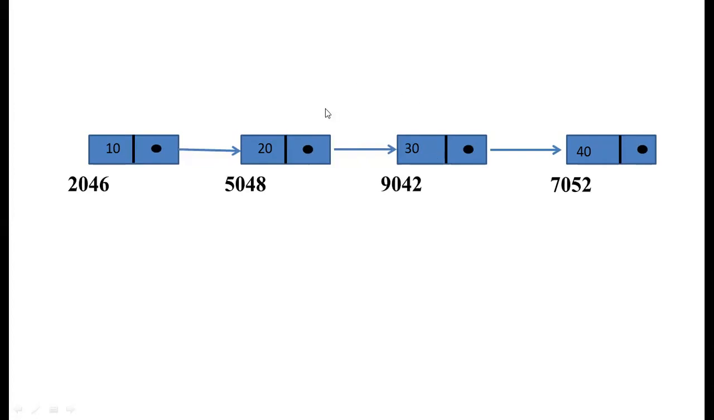Now suppose you want to insert a node between 20 and 30. There is no need to disturb any node, because the nodes are not in sequential memory locations. They are at random memory locations. So using an expression or any formula, we cannot access the elements of the linked list directly. It is totally impossible.